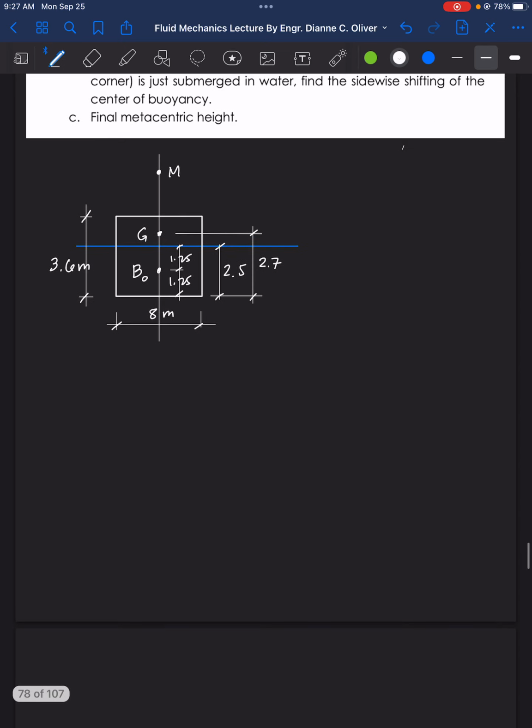Therefore, our letter A, MG is equal to MBO minus the GBO. Now we can solve for the GBO. For the GBO, that is equal to 2.7 minus 1.25. And that is equal to 1.45 meters.